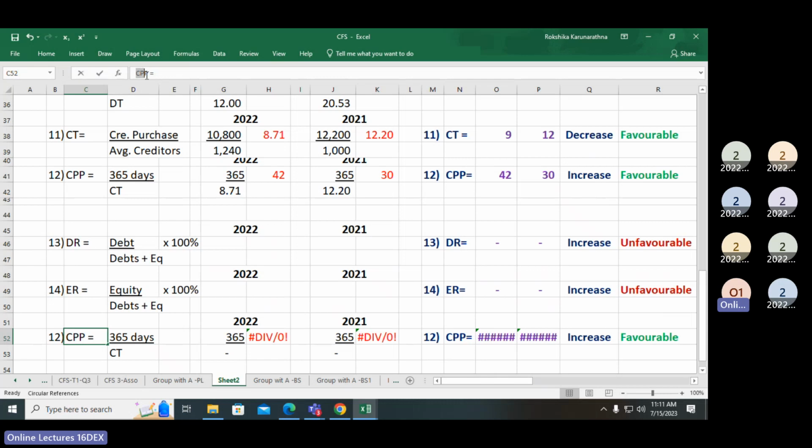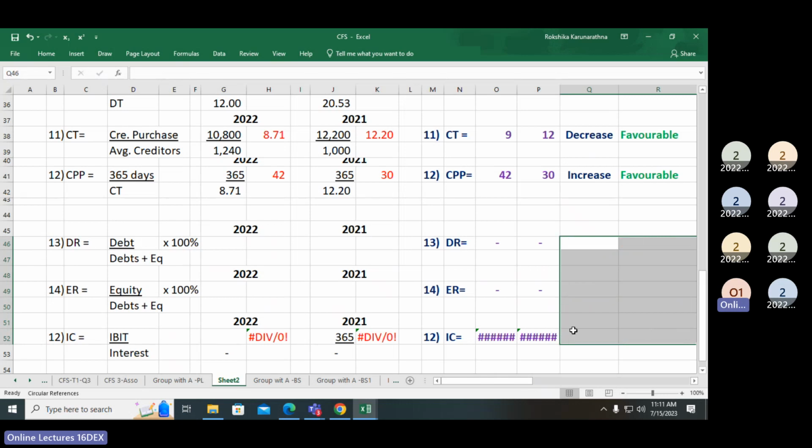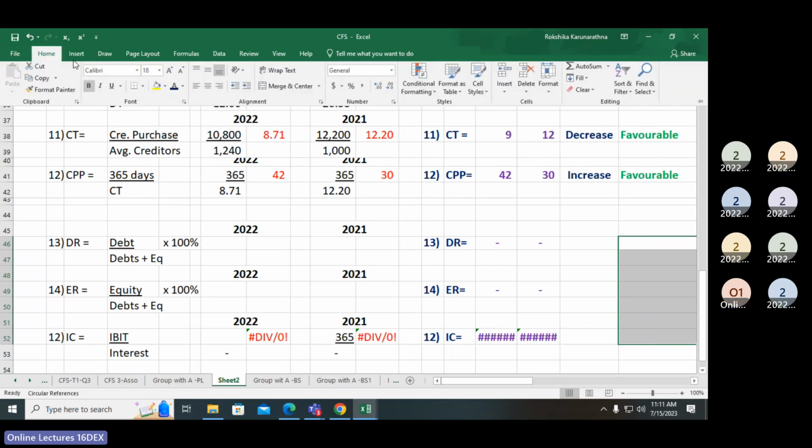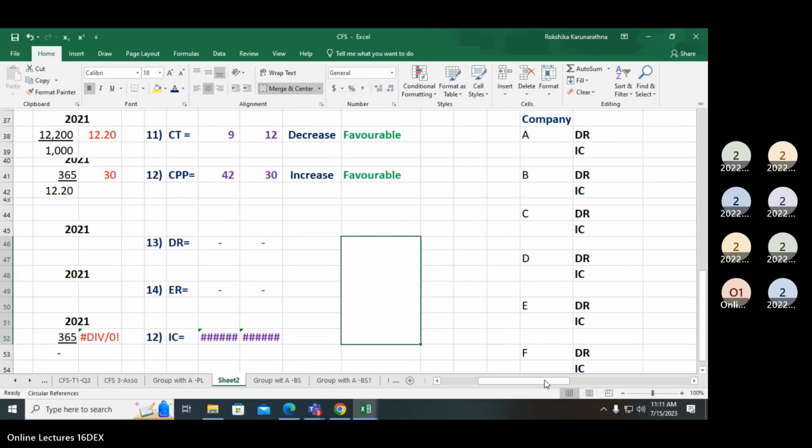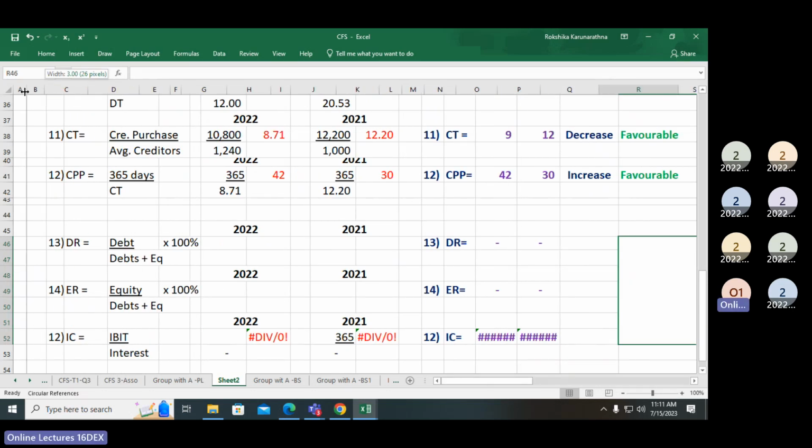Then we need to take the interest cover: EBIT divided by interest expense is interest cover. We don't know favorable or unfavorable in this. And here, for the interpretation, we are going to make one interpretation for all.